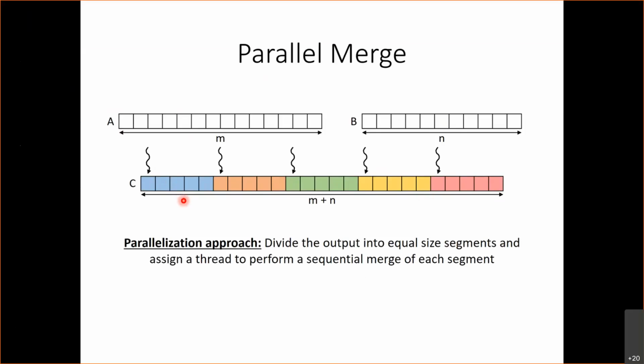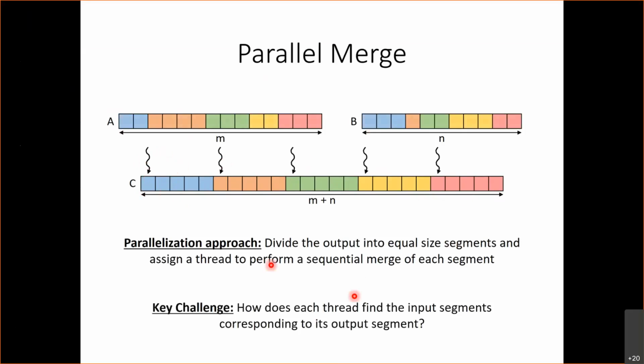Now, if we partition C into segments and divide it across threads, the key challenge becomes, how does each thread find the corresponding elements in A and B that it needs to merge? So the key challenge is, how does each thread find the input segments corresponding to its output segments?